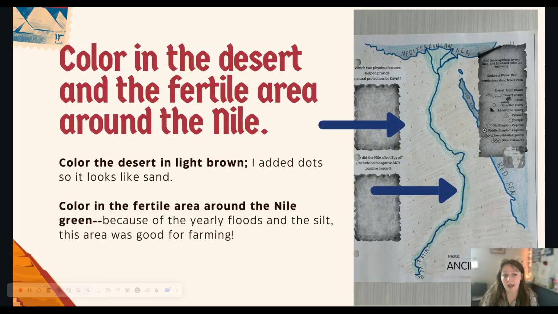I also want you to go ahead and color in the desert that helped act as a natural barrier, a natural protection for Egyptians. So the desert will be like a light brown. I did dots so it looks like sand. And then I also want you to color in the fertile area around the Nile. It doesn't go out very far from the Nile. It stays pretty close, but we'll color that green because that's where crops grow easily.